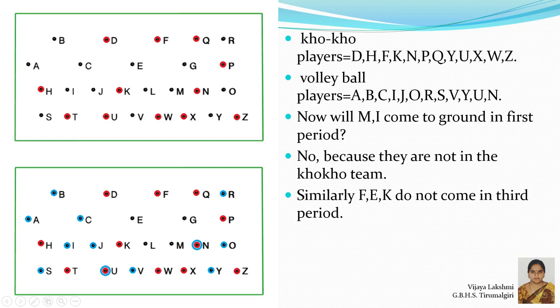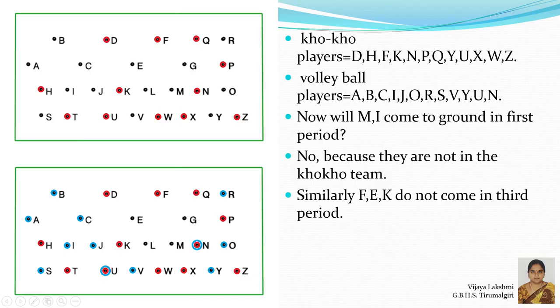Now, will M and I come to ground in first period? There's no chance because M and I are not in red color, so they are not supposed to come to the ground in the first period. So they are also not in the Kho-Kho team. Now coming to the second figure, when you check there, F, E, K do not come in third period because they are not volleyball players.